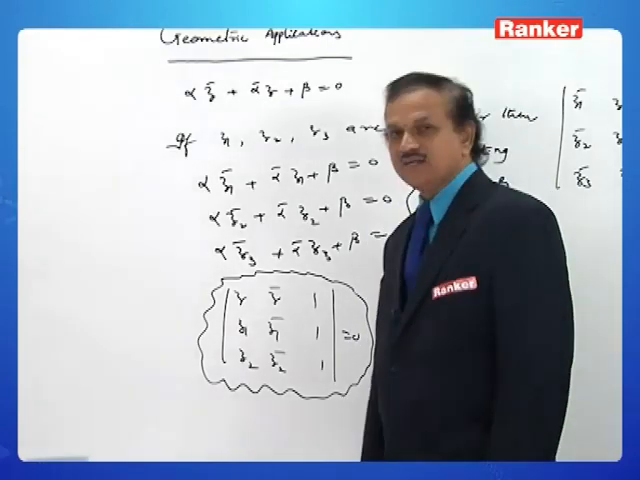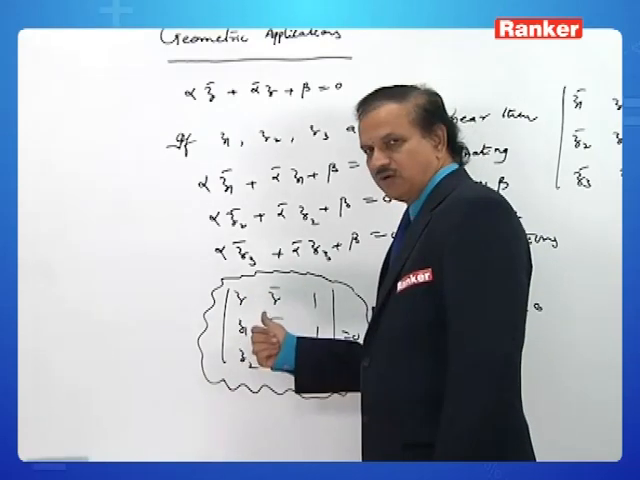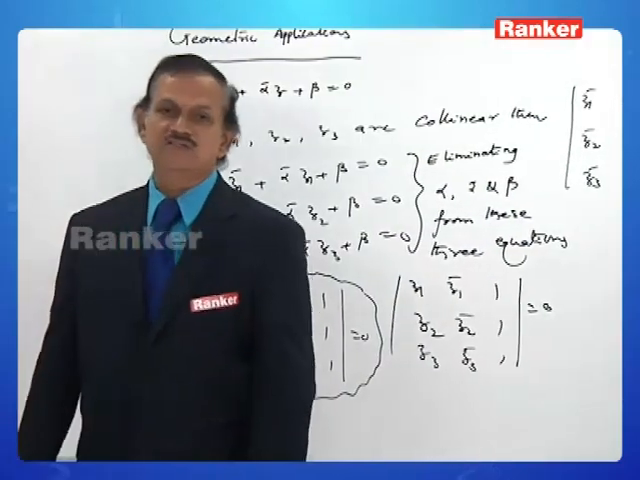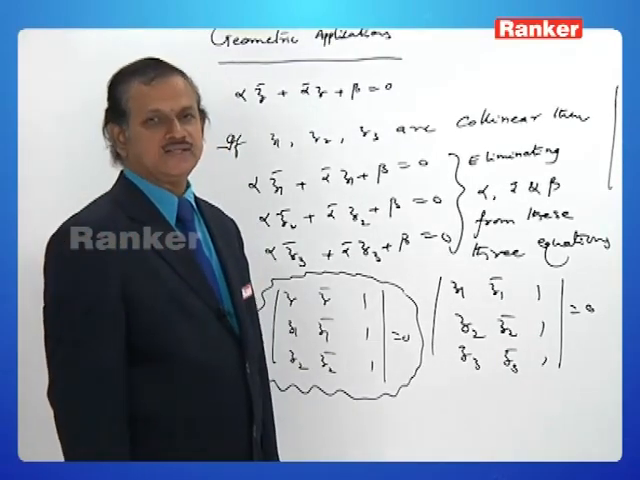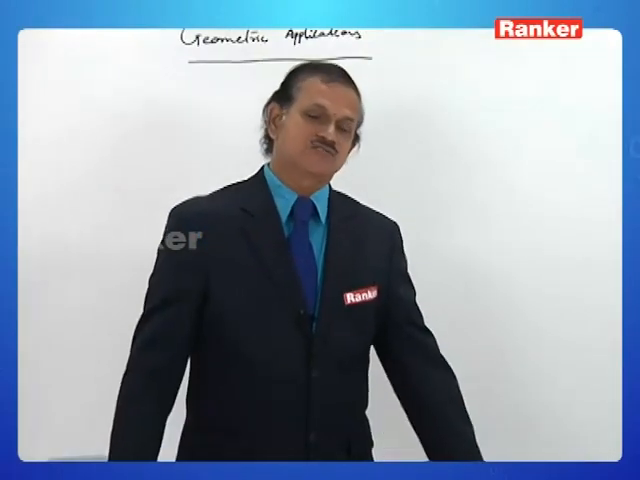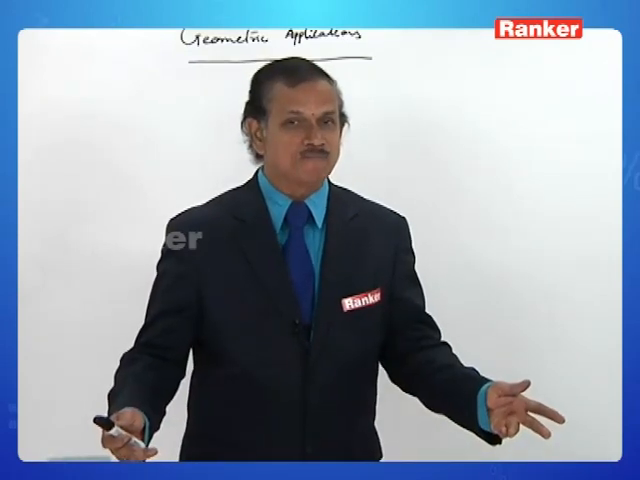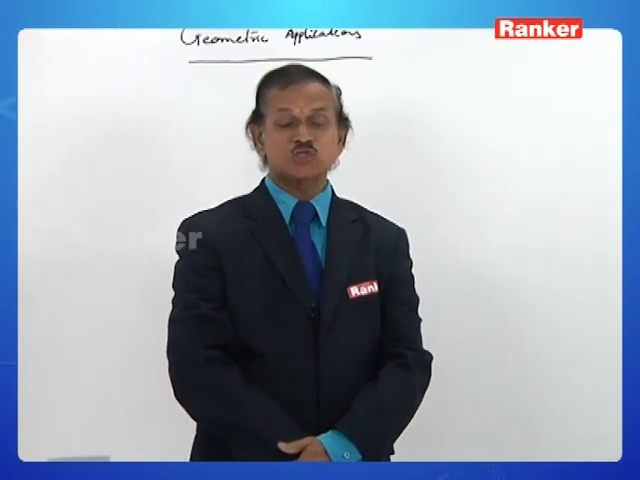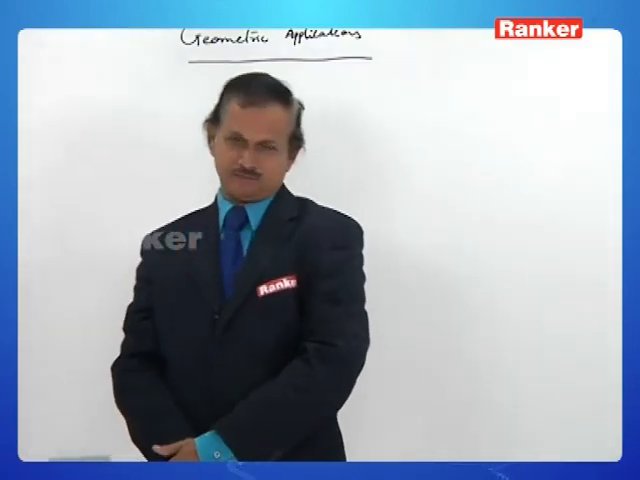It can be written as a determinant: z bar 1, z1 bar 1, z2 bar 1 is equal to 0 is the equation of the straight line. Yes, let us observe some more applications. We shall now switch over to an interesting topic, the complex slope of a line joining two points z1 and z2.